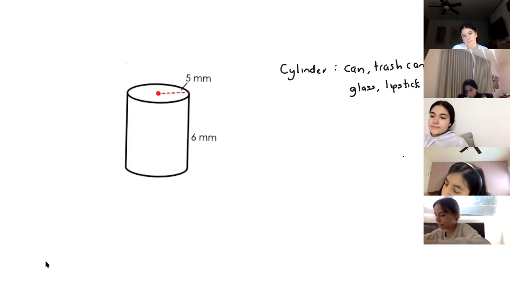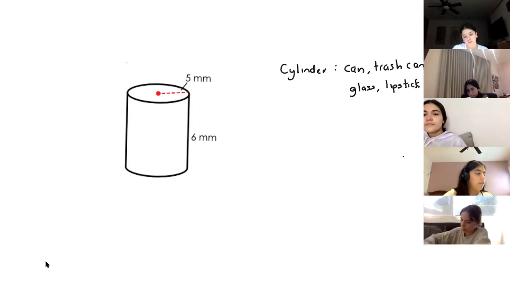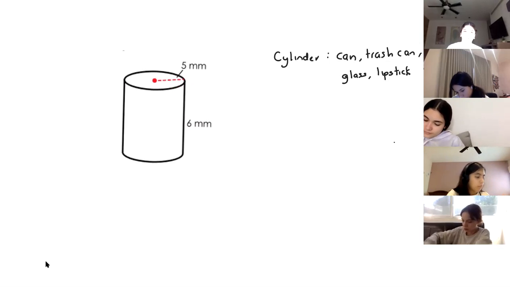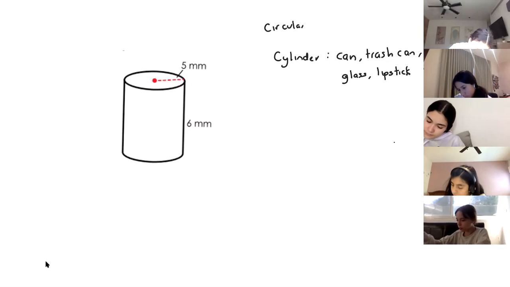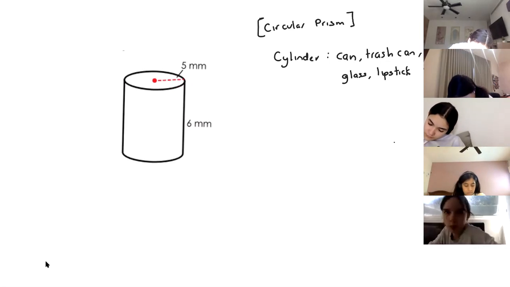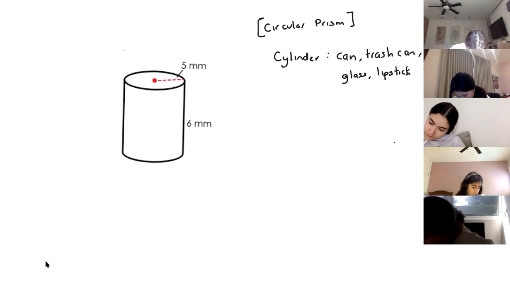Cylinders in real life. So this is a cylinder, or it could also be called, but it's not common at all to hear, circular prism, because it belongs to the family of the prisms. So you first say the name of the base and then you say the body. So how do we find the volume of cylinders?